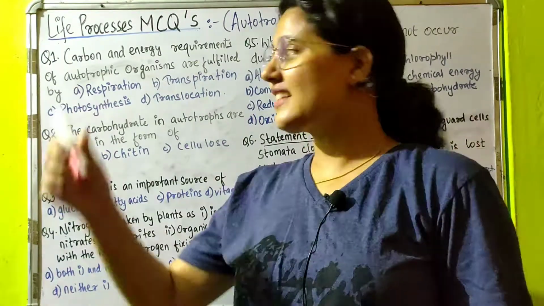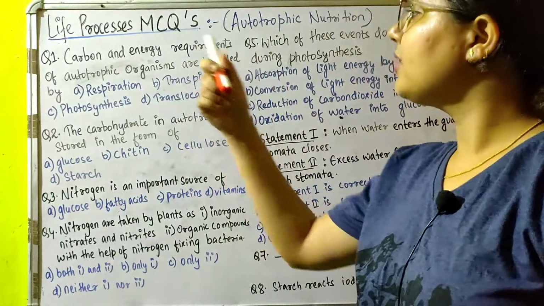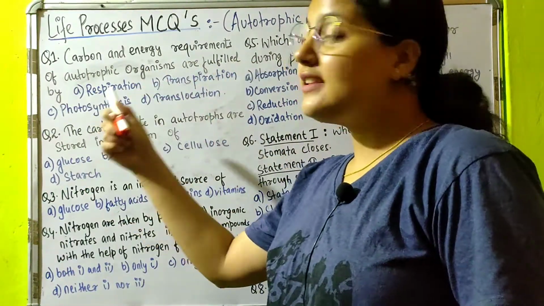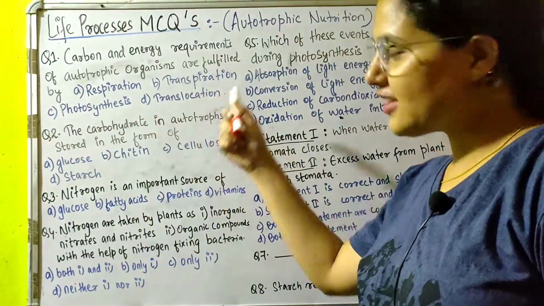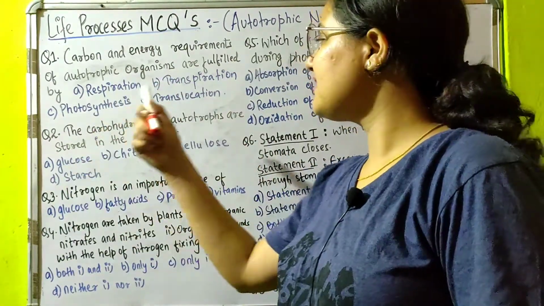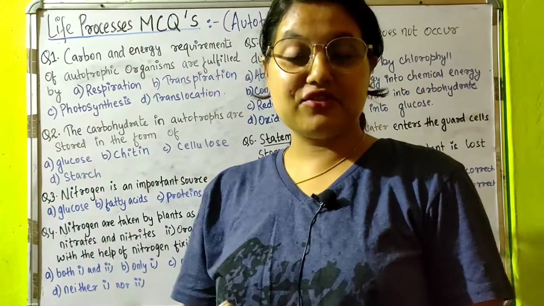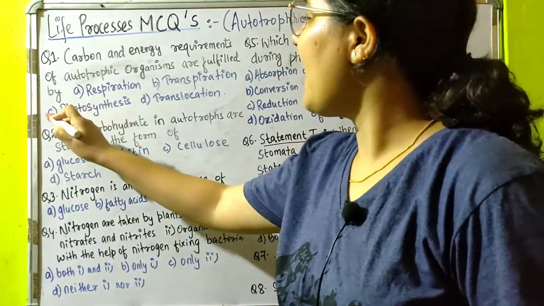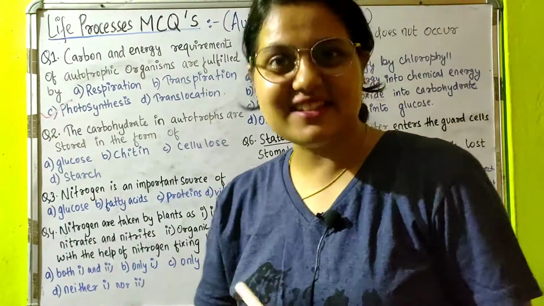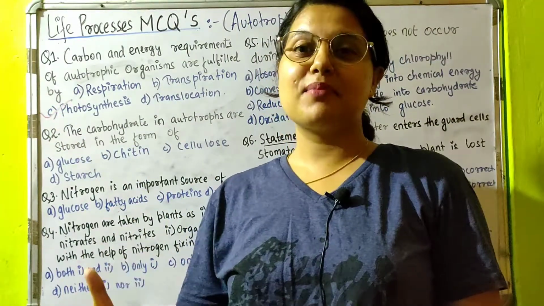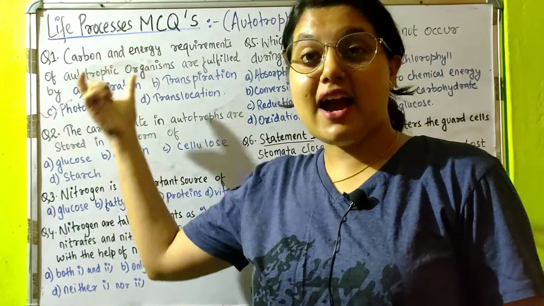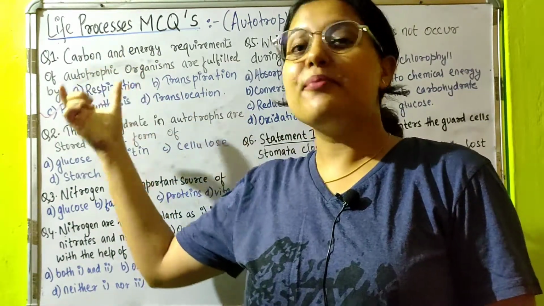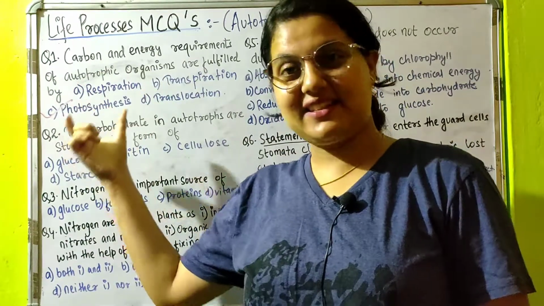First question is, carbon and energy requirement of autotrophic organisms are fulfilled by: A is respiration, B is transpiration, C is photosynthesis, and D is translocation. What do you think is the correct option? The correct option is photosynthesis, because autotrophs, that is plants, obtain carbon and energy source, that is glucose, from the process of photosynthesis.